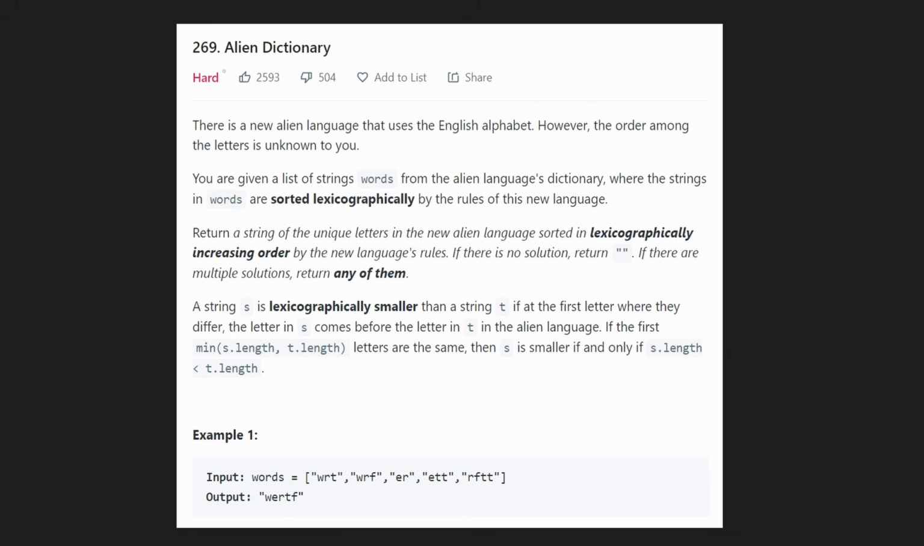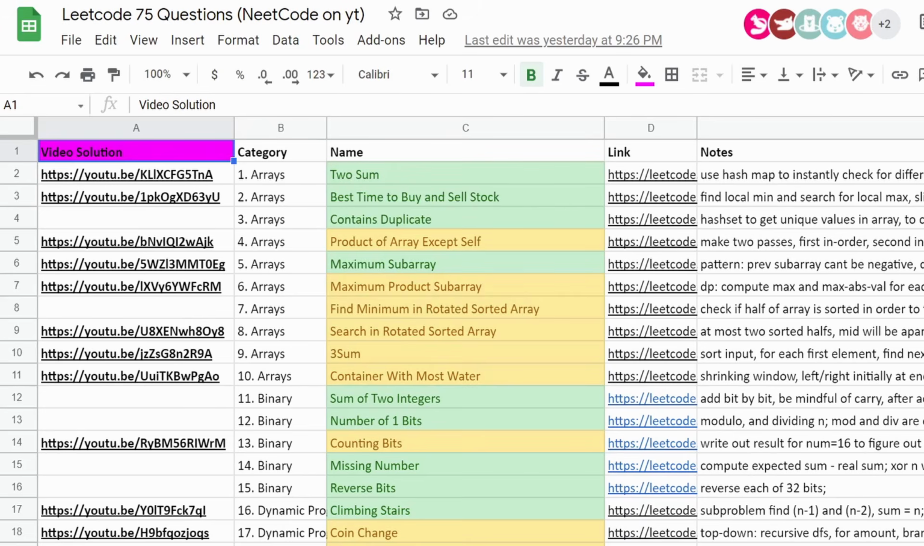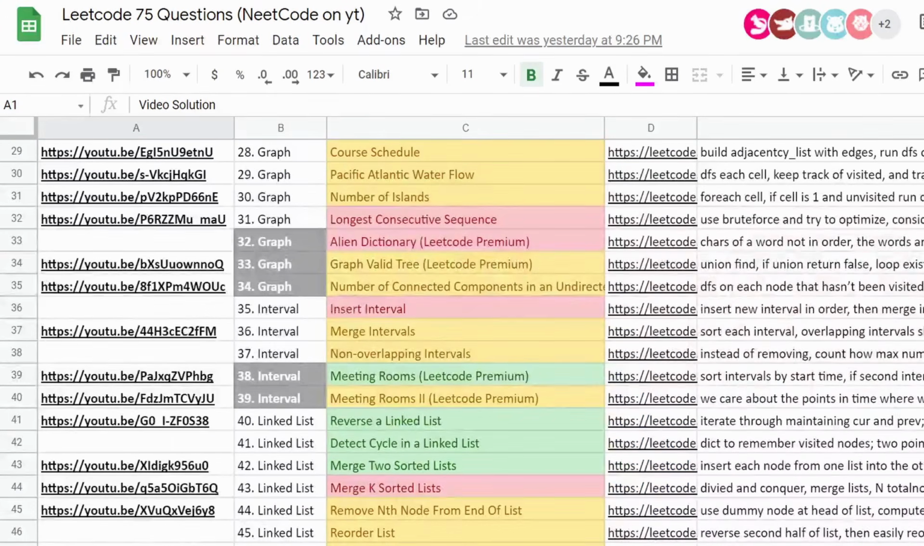So today let's solve the problem alien dictionary. And yes, this is another problem from the Blind 75 list. This is problem 32, a graph problem, alien dictionary.